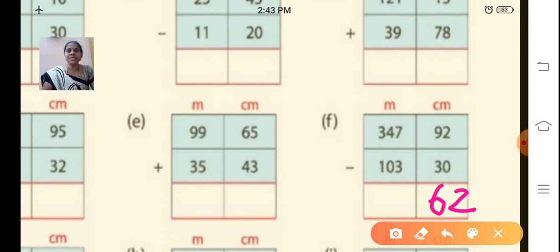Move on to the meters part. 7 minus 3. After 3: 4, 5, 6, 7. 7 minus 3 is 4. Then 4 minus 0, 4. Then 3 minus 1. After 1, 2, 3. So 2. Normal subtraction only, children. So the answer is 244 meter 62 centimeter. When you subtract 347 meter 92 centimeter minus 103 meter 30 centimeter, the answer is 244 meter 62 centimeter.